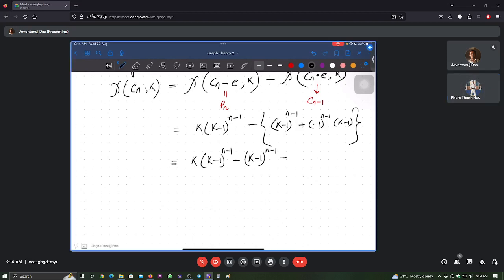When the minus comes, the sign will become n. Now from the first two terms, if I take k minus 1 to the power n minus 1 common, then I have another k minus 1, so it will become k minus 1 to the power n.